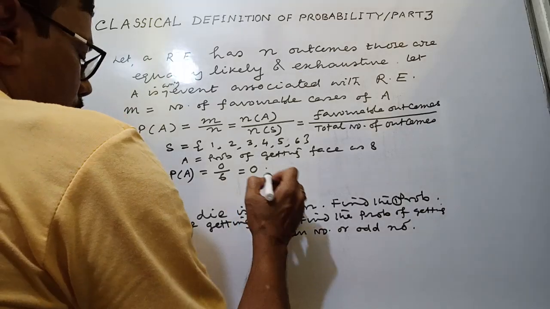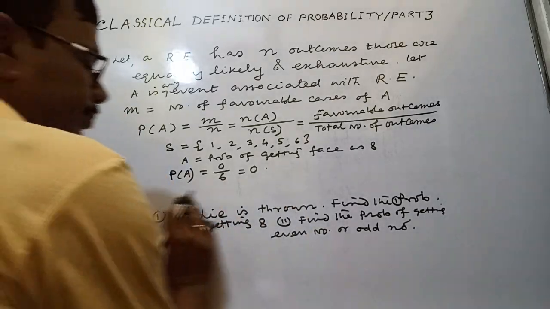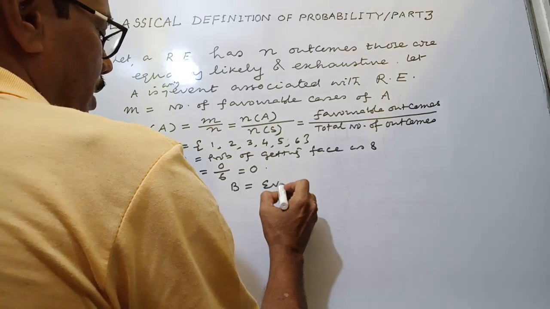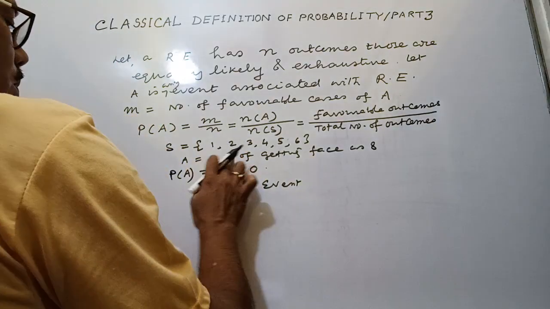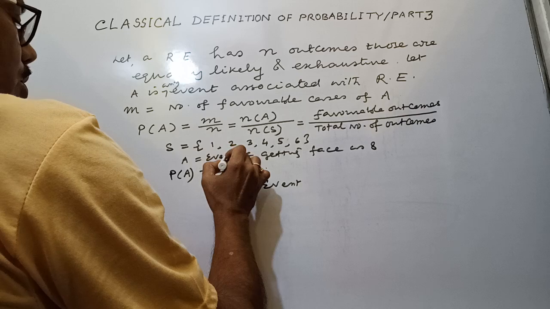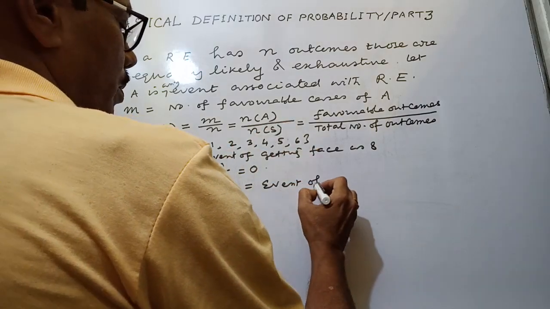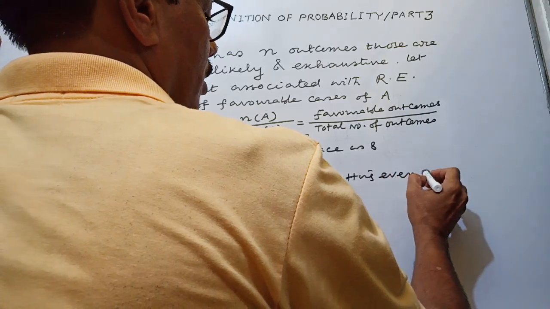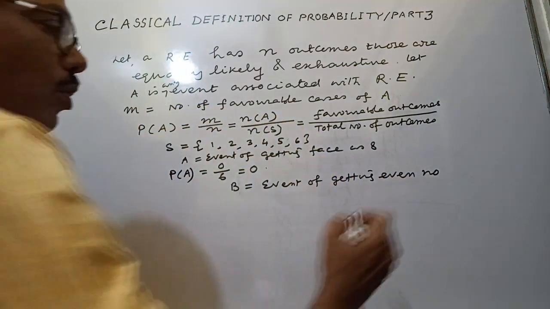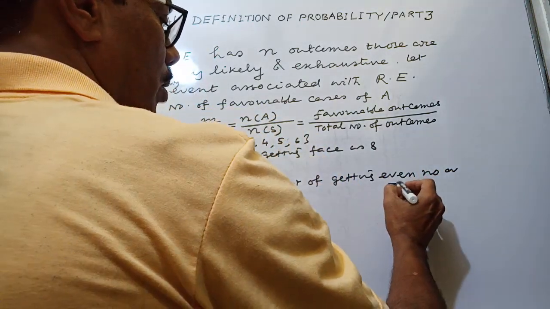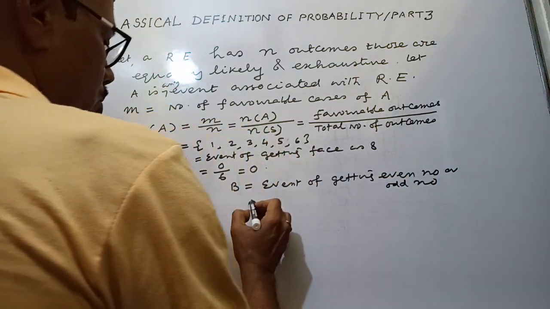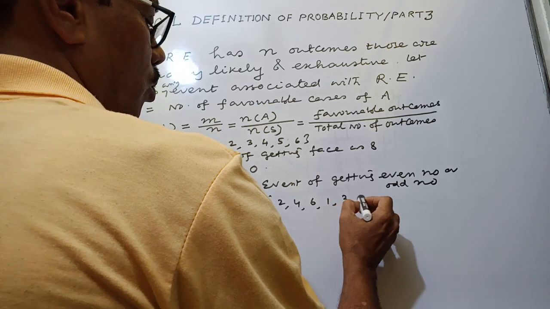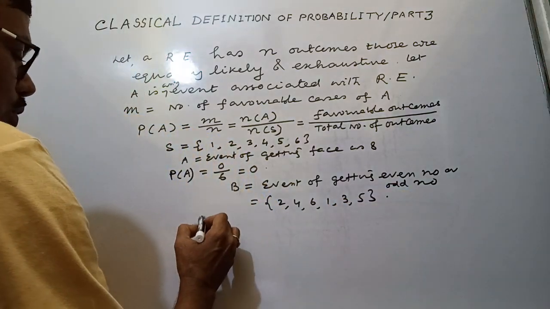Now B equals, if we take the event of getting an even number or odd number. So even number 2, 4, 6 or odd number 1, 3, 5. So what is P(B)?